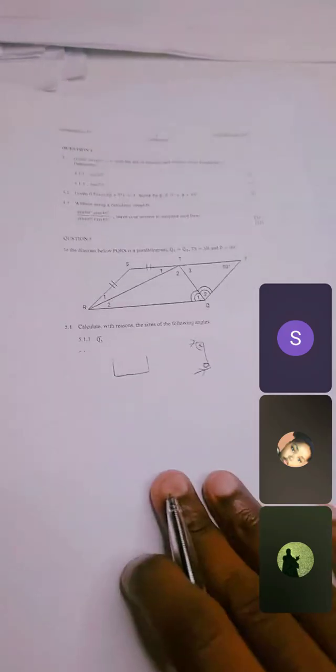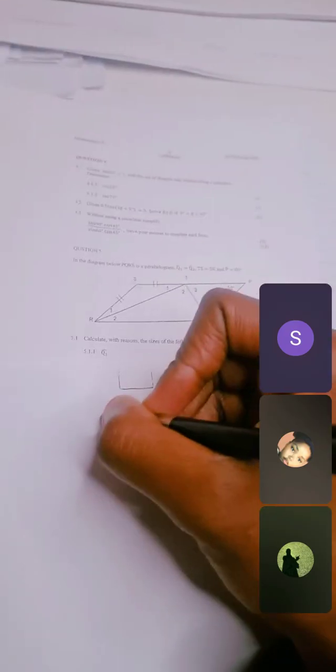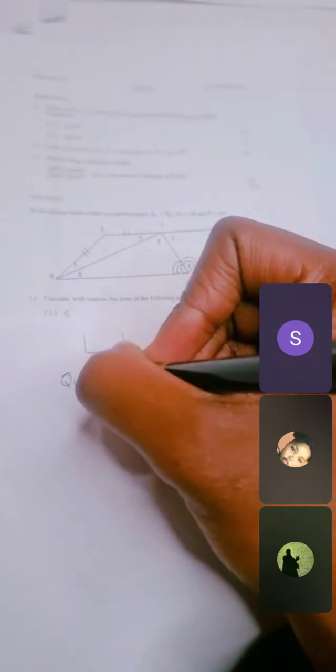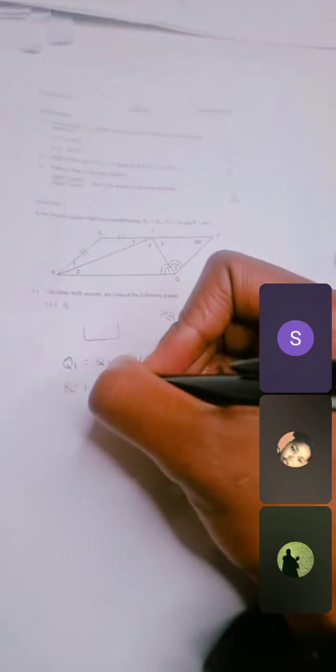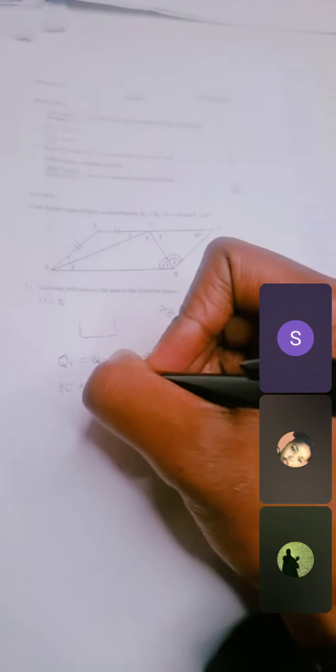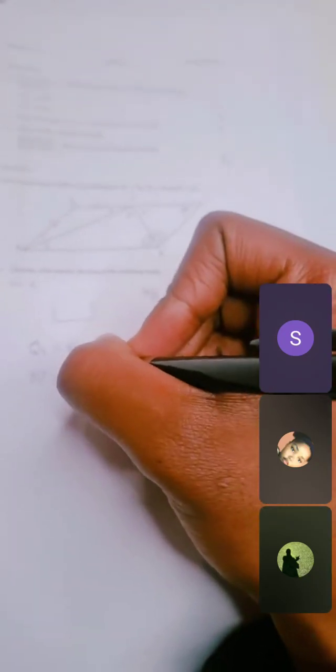Okay. So I would say that angle Q1 is equal to angle Q2. That is given, right? Yes. Yeah. Then what you could then say is 80 degrees plus Q1 plus Q1.